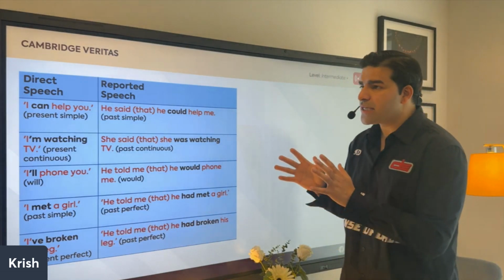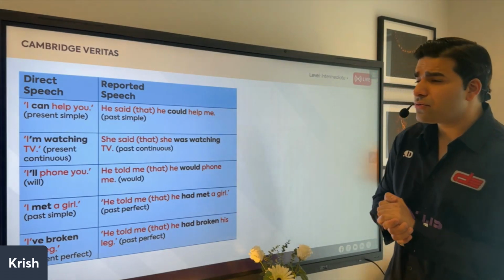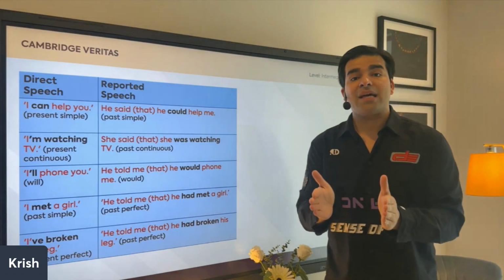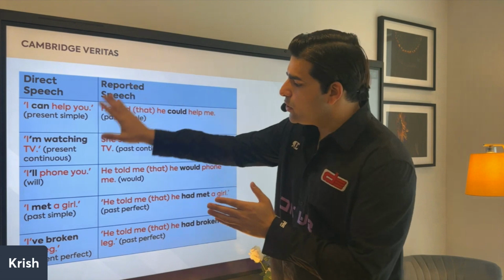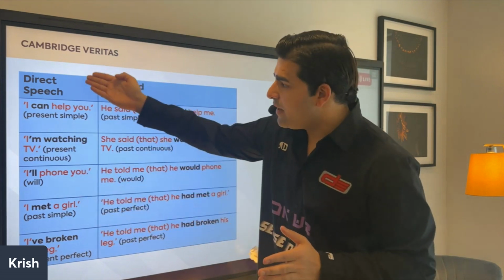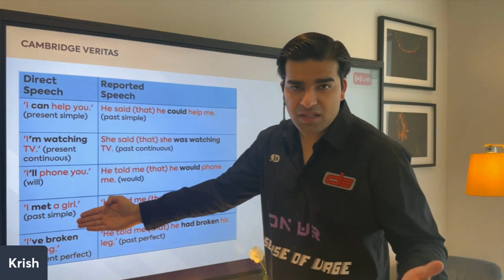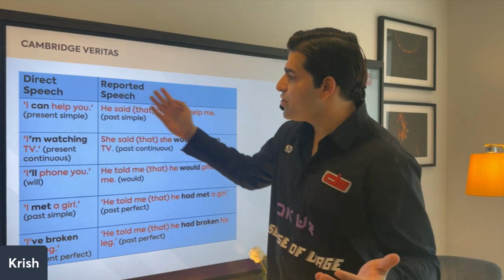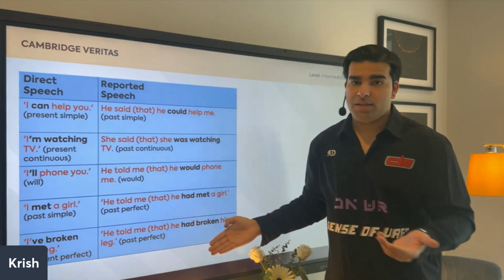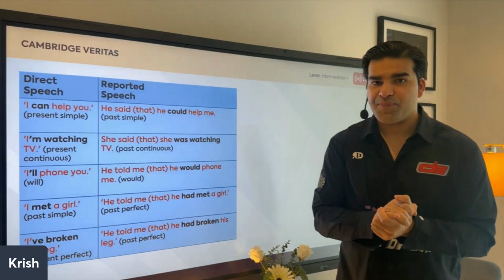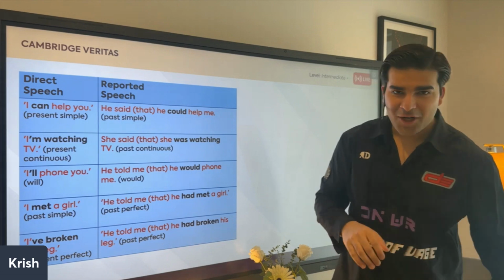Now, I want you to take a picture of this. It's incredibly important. Next time you're confused, just have a look at this chart. Left hand side, present, perfect, or past, changes to either had or past. It is as simple as that. Okay, shall we move on?